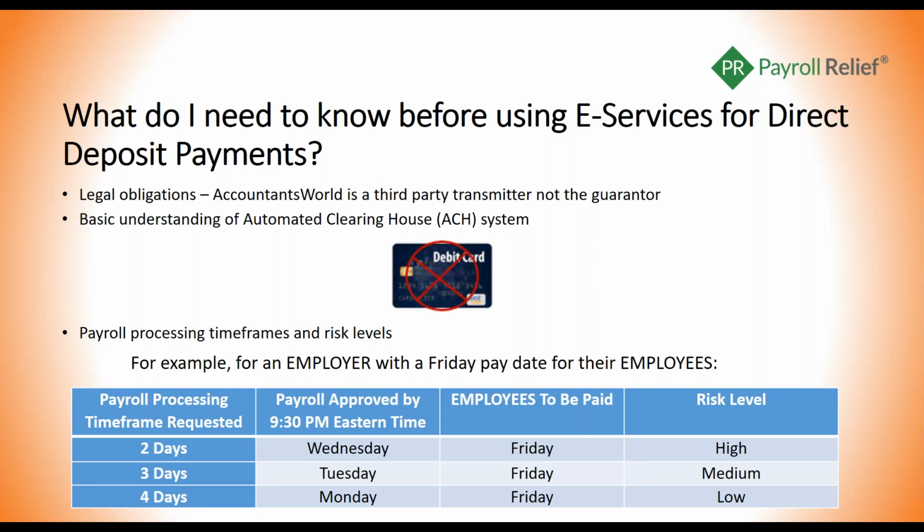A 4-day processing timeline is considered low risk, as this time frame allows for funds to be placed on hold if a bank return occurs for non-sufficient funds, or an NSF. A 3-day processing time frame is considered medium risk, as there's still a chance for AccountantsWorld to place a hold on these transactions, although it's not guaranteed. Whereas a 2-day processing time frame is considered very high risk because this time frame does not allow for placing holds on funds. In these cases, your firm must fund the transaction by wire immediately upon notification if there's an NSF bank return, and then settle with the employer.